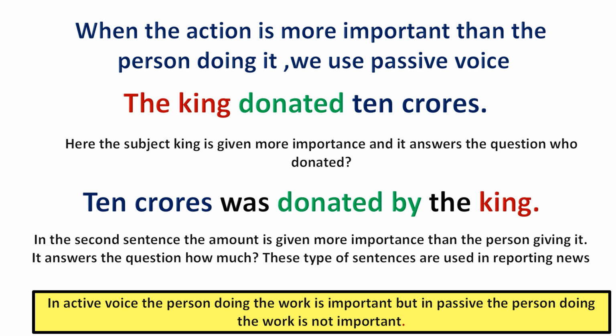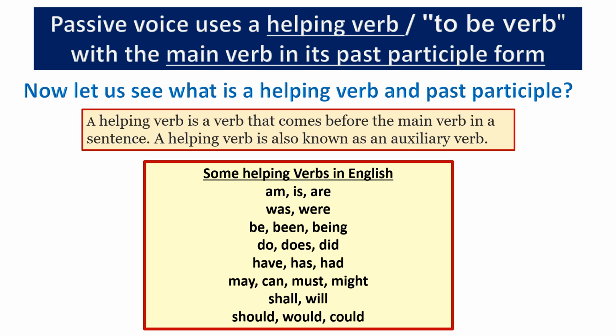In the second sentence, the amount is given more importance than the person giving it. It answers the question how much. These type of sentences are used in reporting news. In active voice, the person doing the work is important, but in passive voice, the person doing the work is not important. The passive voice uses a helping verb be with the main verb in its past participle form.